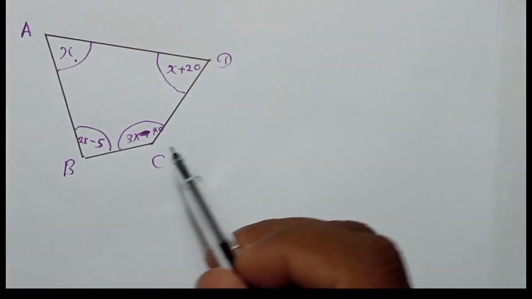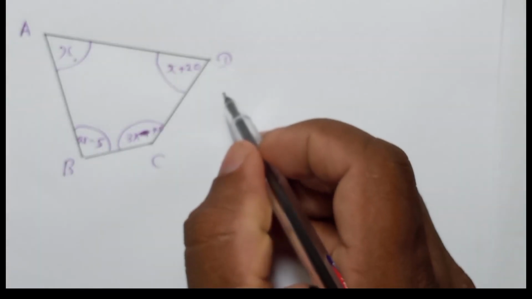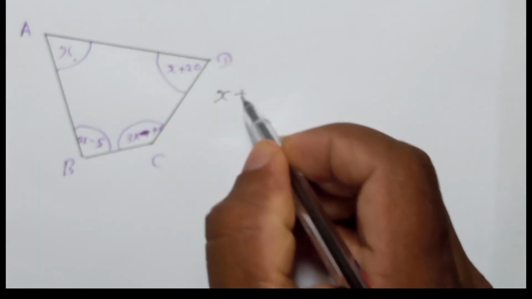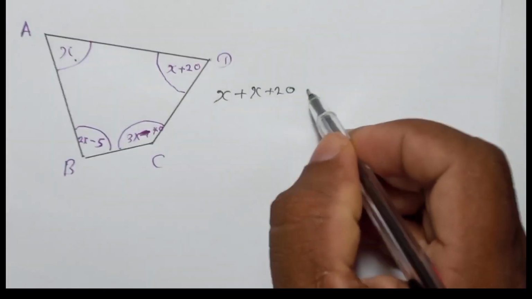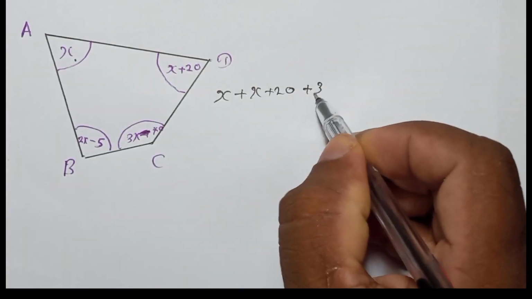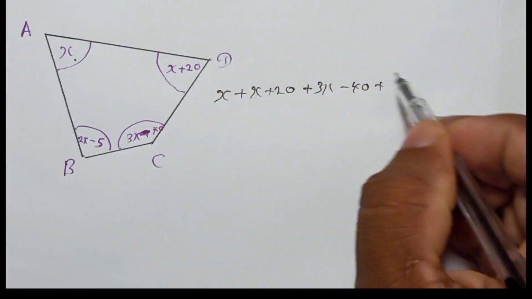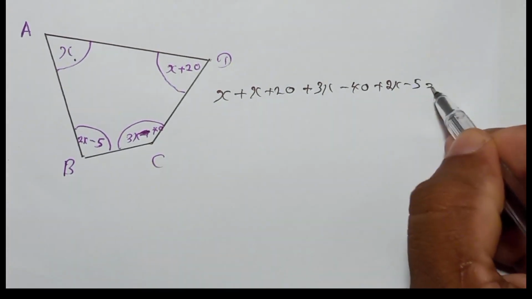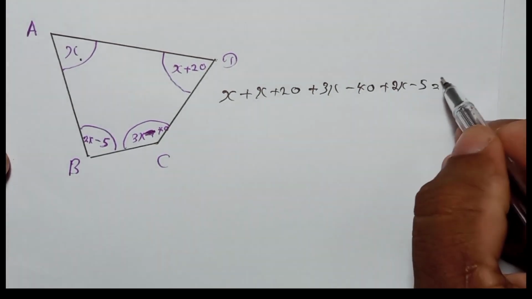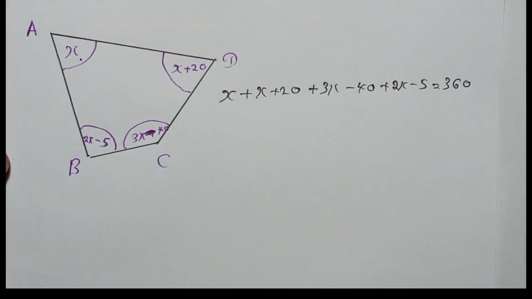Because this is a quadrilateral, it has four sides, so that's why these four add up to 360. So we can write like this: x plus 20, that means this, then here plus 3x minus 40, plus here 2x minus 5, right, equal to 360, right? If you solve this, you can get the value of x.